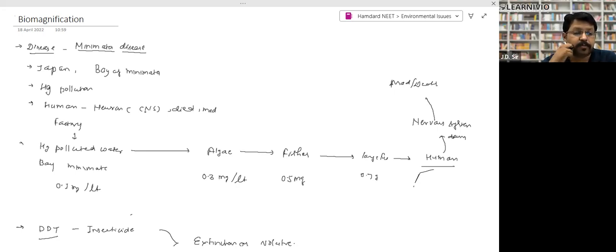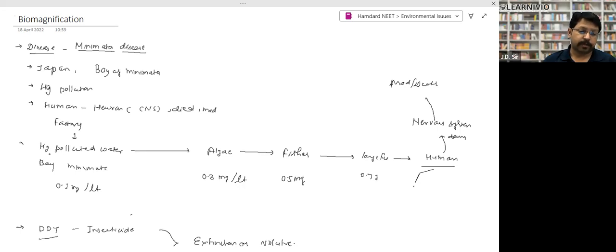So how does this mercury pollution reach the human? The discovery started, and scientists, ecologists, and doctors started searching for it. Then what happened? It was seen that there were a number of factories. There is a Bay of Minamata in Japan. In the Bay of Minamata, the mercury polluted water from the factories is basically dumped, right? So the mercury polluted water used to be dumped into this bay.